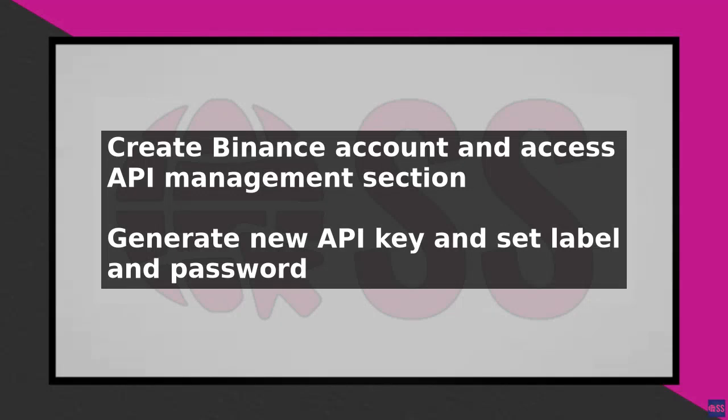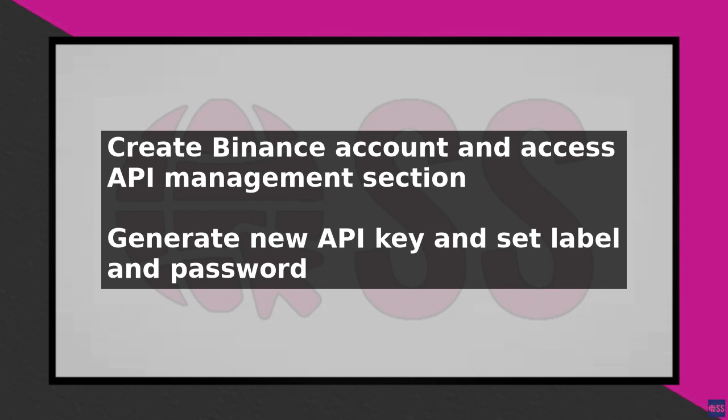To link Binance to TradingView, you need to have a Binance account and a TradingView account. Start by logging into your Binance account and going to the API management section. Here, you will create a new API key by clicking on Create API.